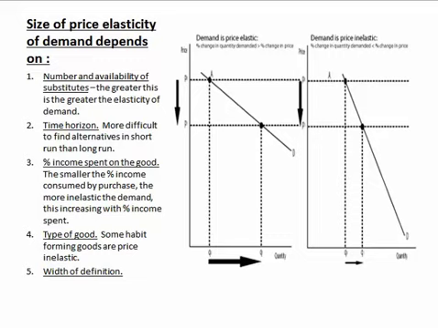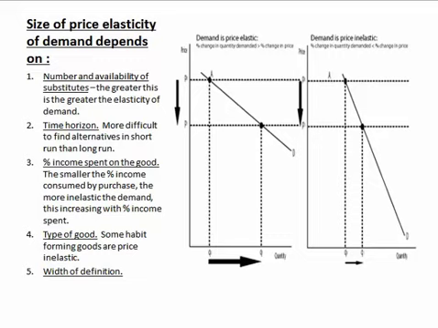The type of good. Some habit-forming goods are price inelastic. For example, drugs, coffee, newspapers. And the width of definition. How we define categories of a good and service will impact on elasticity. At an extreme, if you look at all brands together, consumers are less likely to give up all brands altogether.